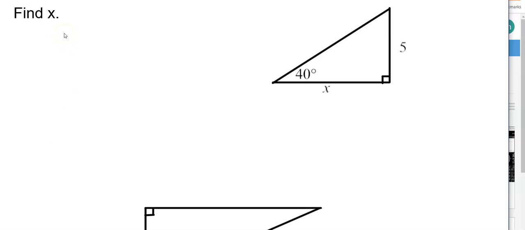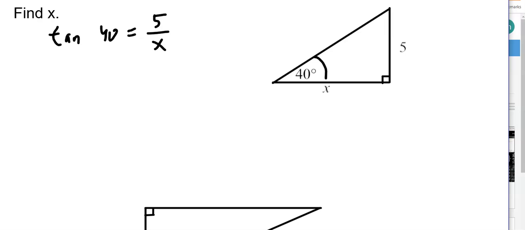But really it's saying find the value of x, right? So we're going to find the value of x. You've got this angle there. So let's set up the trig ratio. Hopefully you're going to choose tangent here because I have opposite and adjacent. So tangent of 40 equals the ratio of 5 divided by x.